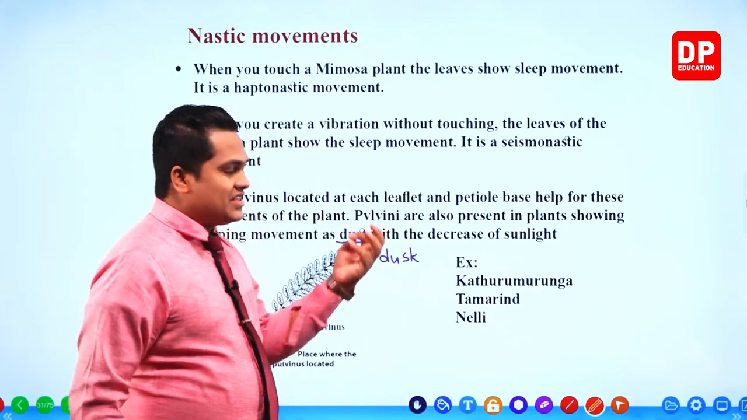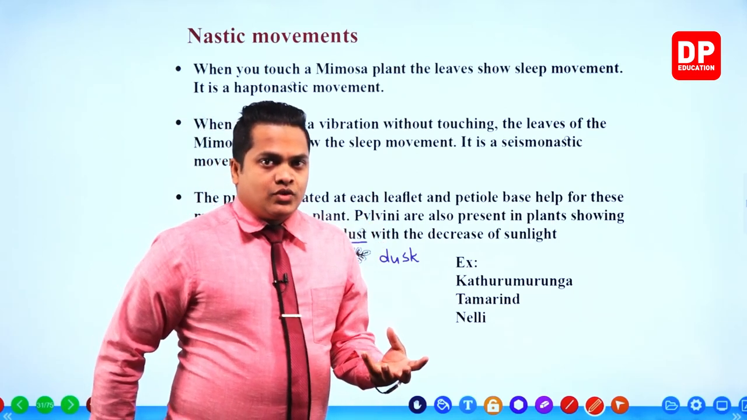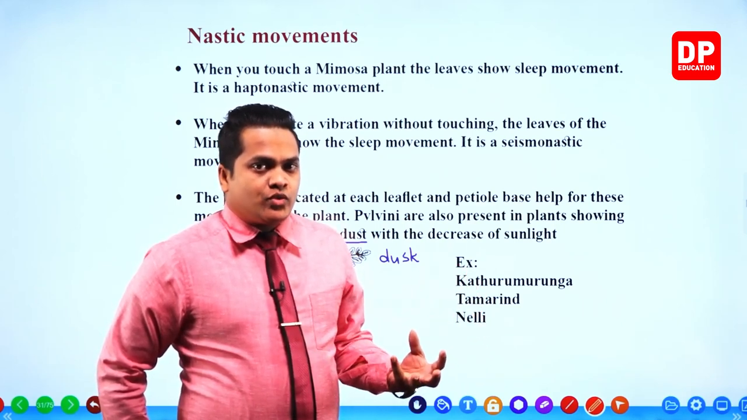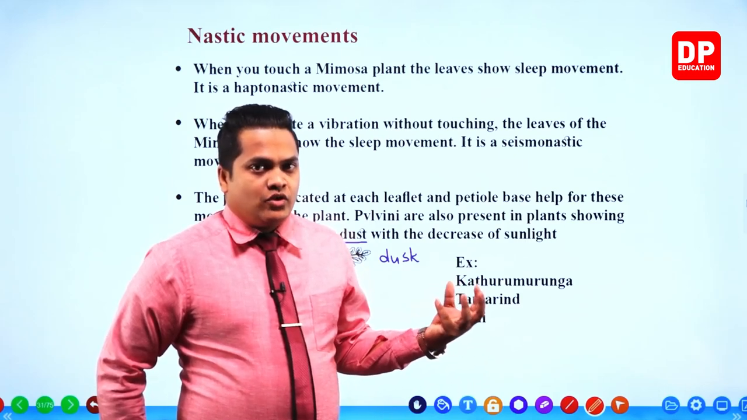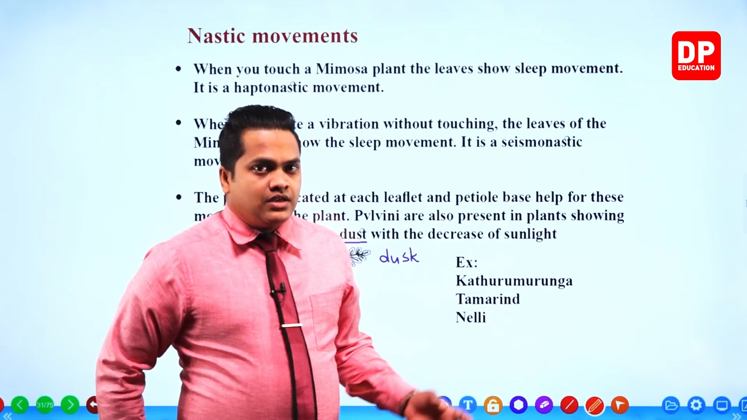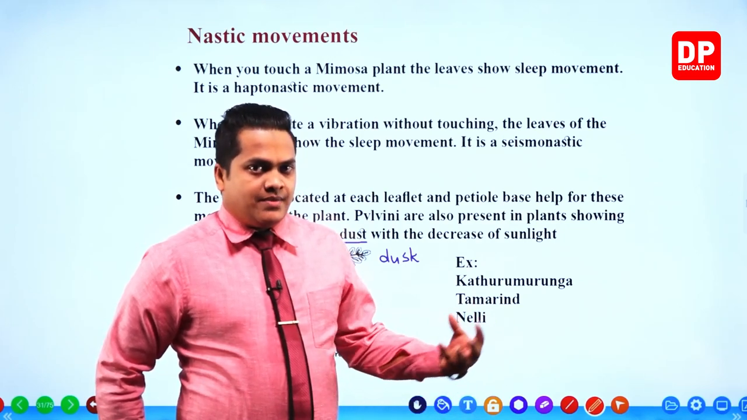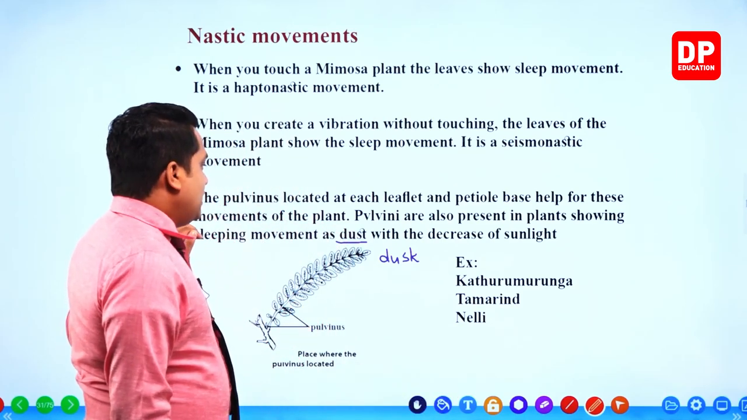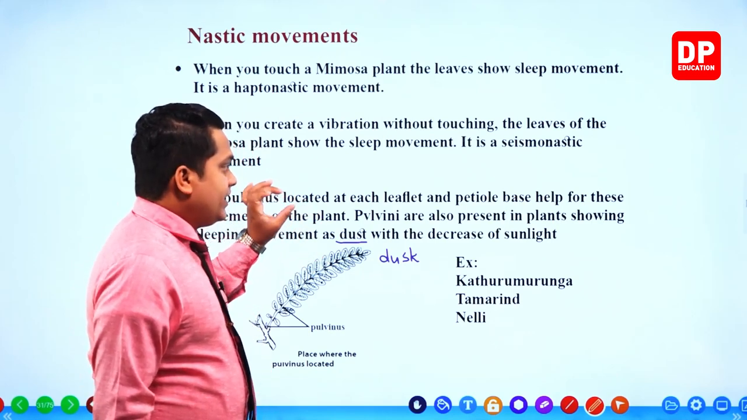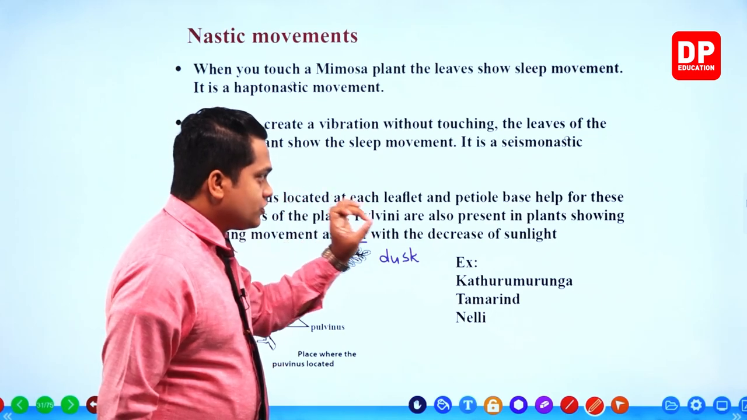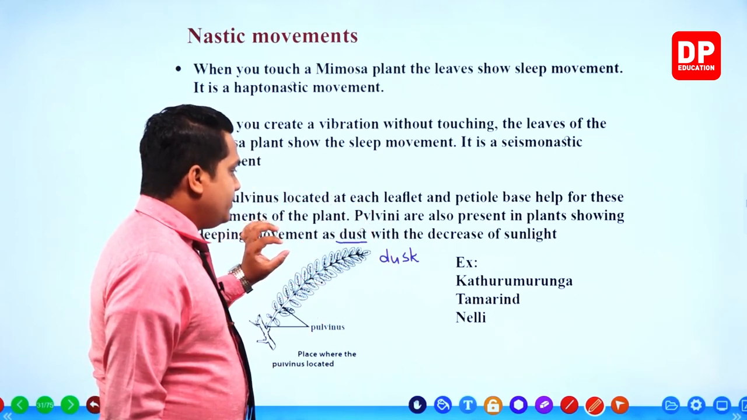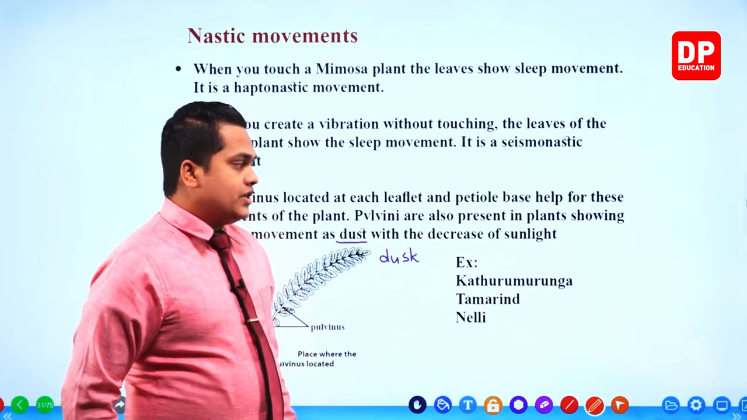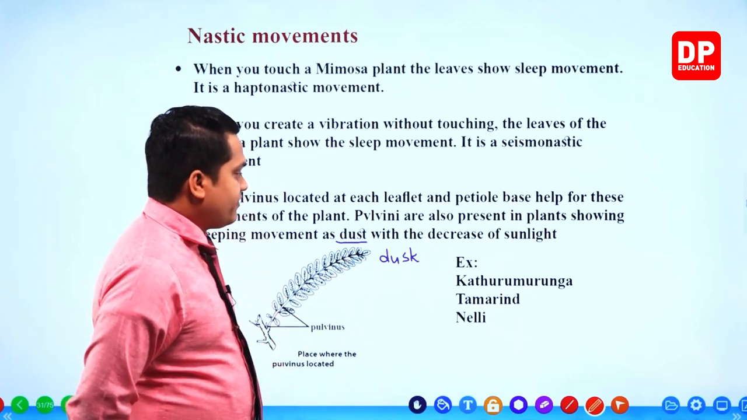Okay, so dusk means low amount of light, right? So in the evening, around 6 to 7 p.m., the dusk is going to come. Dusk means the less amount of sunlight. Upon setting of the sun, a low amount of sunlight is received, so that time period is the dusk. So during the dusk, these pulvini, which are present within the plants, also show sleep movement. Dusk means decrease of sunlight, like I said. So there's a small mistake in your textbook, so you have to correct it.